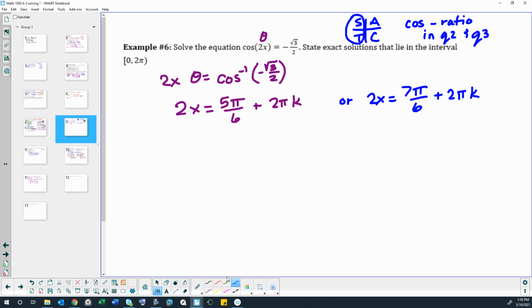Well, we want to get rid of this 2 because we are just solving for x. So let's go ahead and multiply everything by 1/2. Divide everything by 2, same idea, right? So divide 2x by 2, and we are left with x. And 5 pi over 6 divided by 2, or multiplied by 1/2, is 5 pi 12ths. And then 2 pi divided by 2 will just be pi times k.